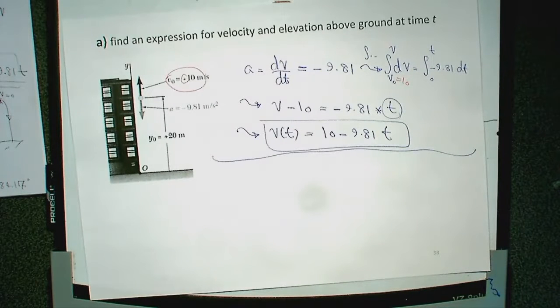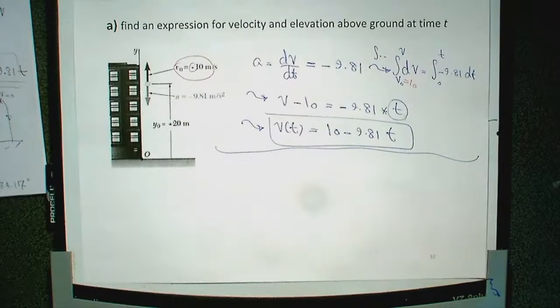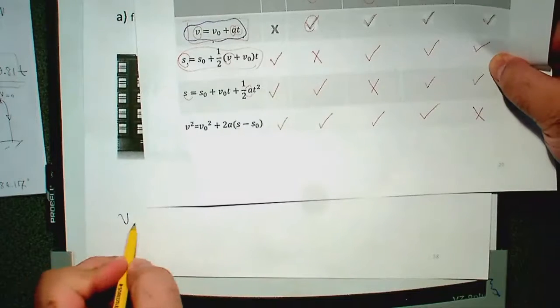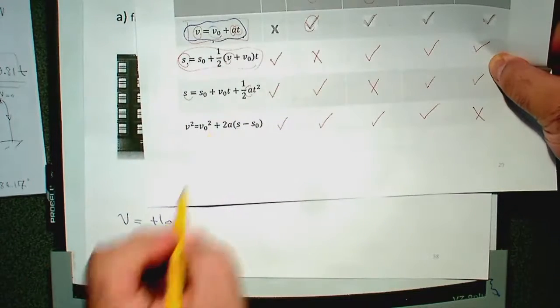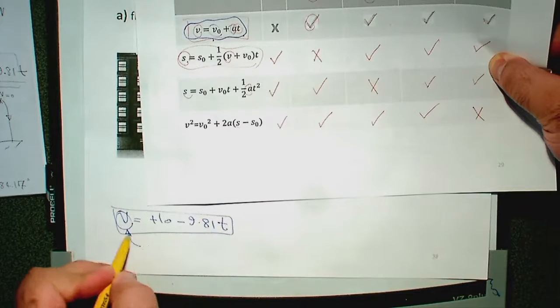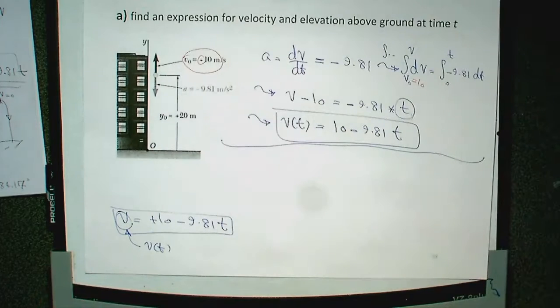You can follow the initial definition, or you can say directly I want to use this formula and replace the input values, yes? If you do that, V is equal to V naught, given as plus 10, and A is minus 9.81 t. And your V is a function of time, you can see. Then you have two options, using the formula directly or following the initial definition. Any question?